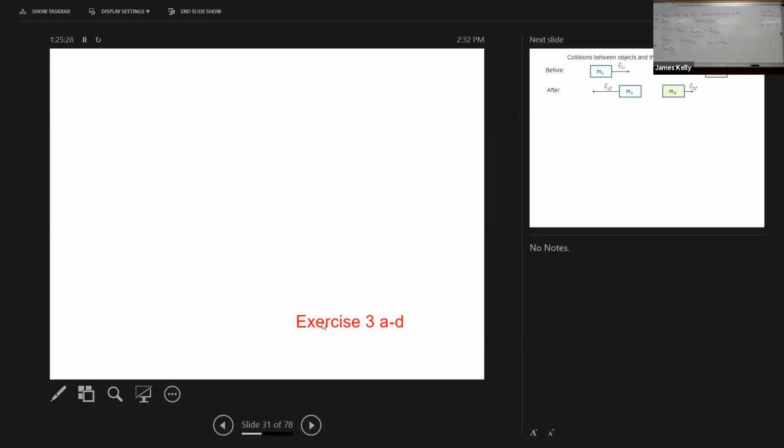If you're not sure how to start A, notice we're asked for the net y impulse, and that always suggests that we should use the impulse momentum theorem, which talks about the net impulse delivered to an object during a collision.